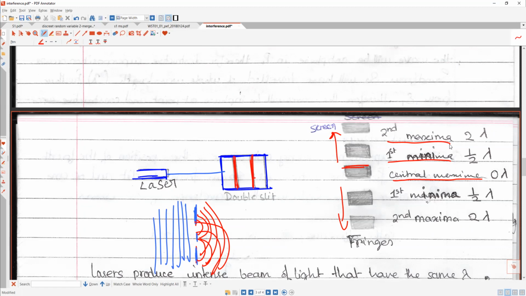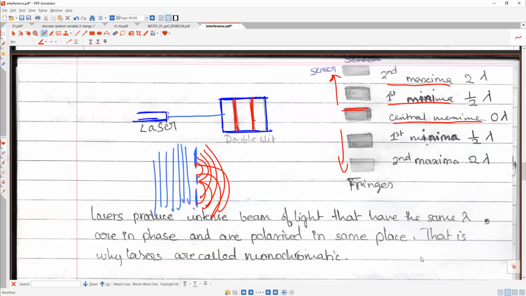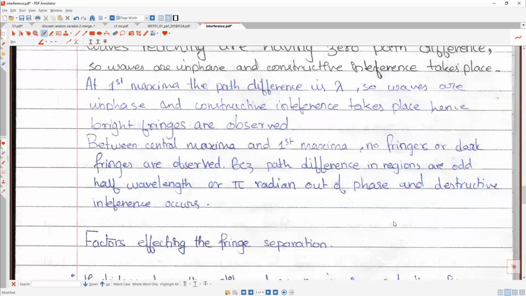Sorry, not maxima, minima. If it is 100th maxima, 100 lambda is the path difference. If it is 50th maxima, 50 lambda is the path difference. If they ask you what is the path difference of 50th maxima, you have to say 50 lambda. But if they say 50th minima, the path difference, you will write 49.5. It's always minus 0.5. But when you do calculation, you have to add 0.5 somewhere.